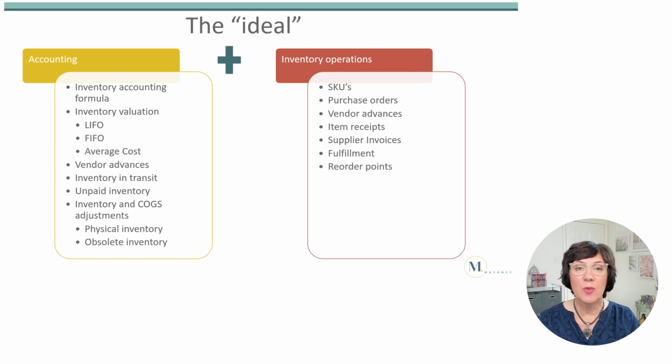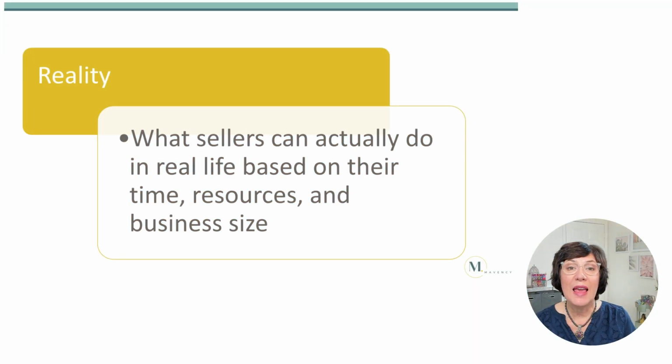And on top of that, then you would have to layer inventory operations, tracking SKUs, landed cost, purchase orders, vendor advances, item receipts, supplier invoices. You'd be dealing with fulfillment, reorder points, and much more. That is the ideal. Again, if you had an unlimited budget, unlimited hours, if you had a large corporation, this is what you would be doing. But the reality is that sellers, especially those e-commerce sellers who are just starting out, don't have the time and resources and ability to deal in perfect inventory tracking.